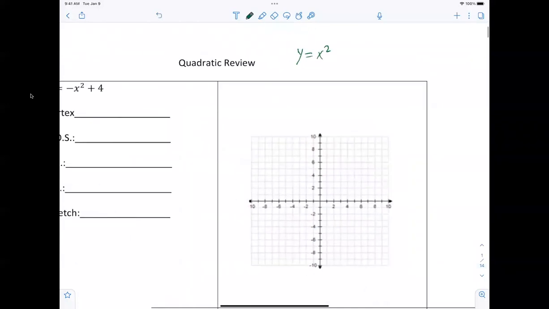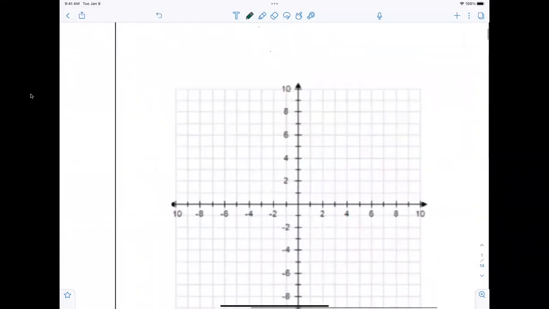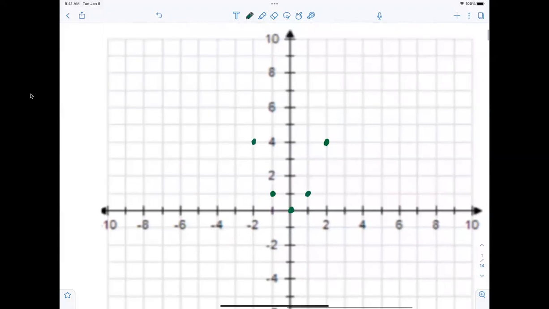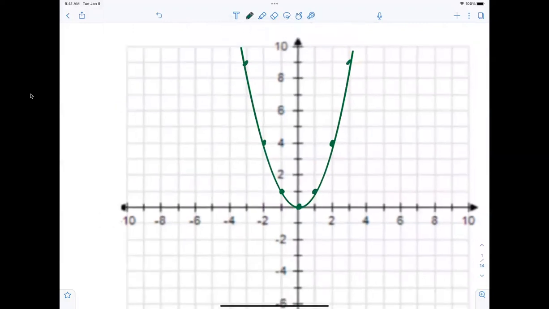So when you graph y equals x squared, what's 0 squared? 0. What's 1 squared? 1. What's -1 squared? What's 2 squared? 4. What's -2 squared? 4. And so on. 3 is what? -3 is 9. So here is what it's referred to as a parent function. That's what our parent function looks like.